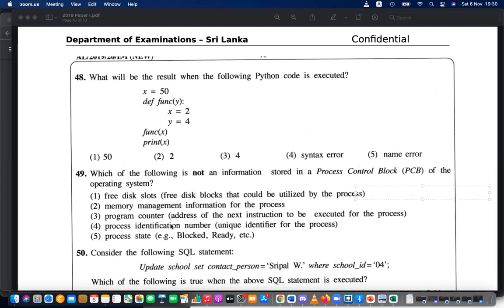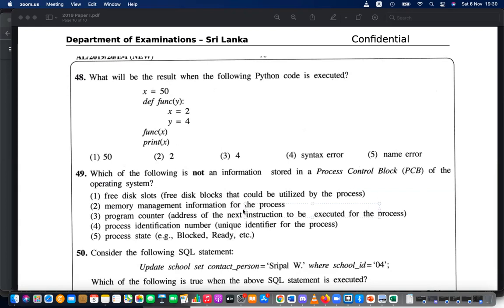Program counter, of course, because you need to count the line. Process identification number, yes, that is PIN. That is a unique identifier. Every PCB has a PIN. Process state, yes: blocked, ready or running.